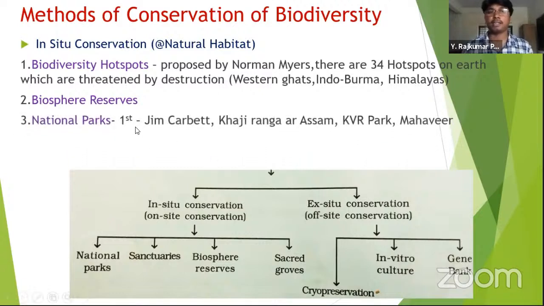The first national park is the Jim Corbett National Park, right? And Kaziranga National Park is most famous for rhinoceros, and it is located in Assam. And KBR National Park is located in Hyderabad, and Mahavir National Park is also located in Hyderabad.